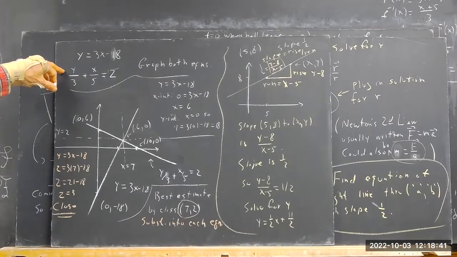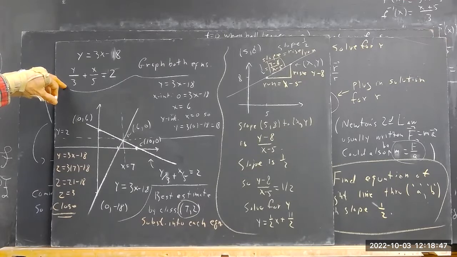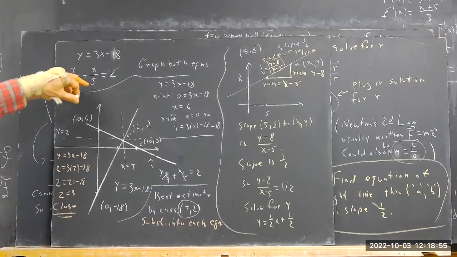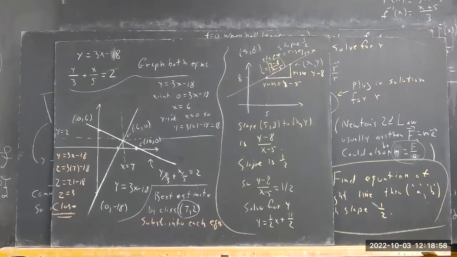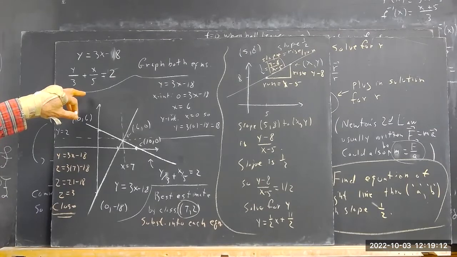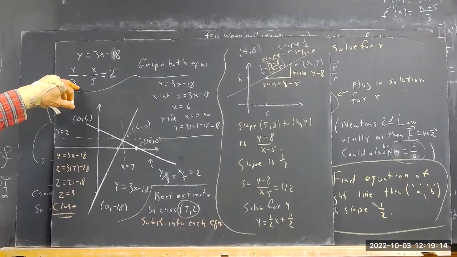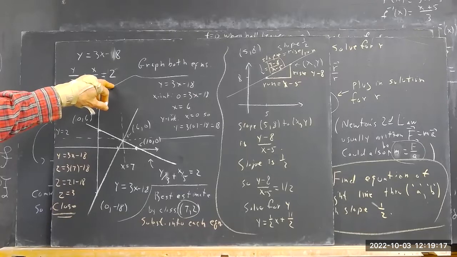If you plug into this equation, I'm sorry, you get 2/3 plus 7/5, okay? 2/3 is 10/15, 7/5 is 21/15. You get 28/15. On this side, you get about 2.8. On this side, you get 2. Okay. I did that right in my head.